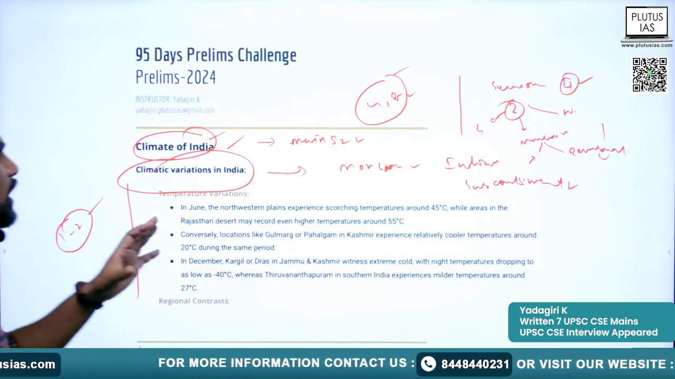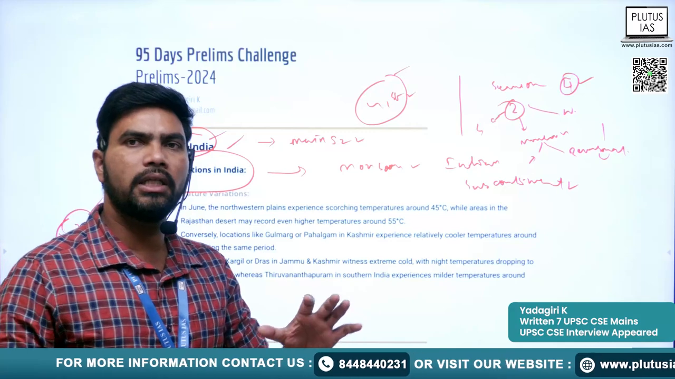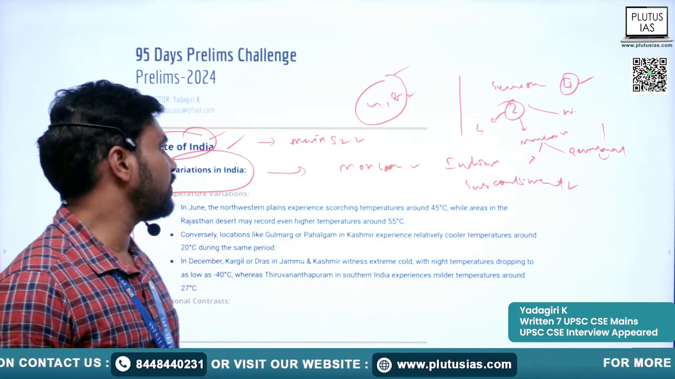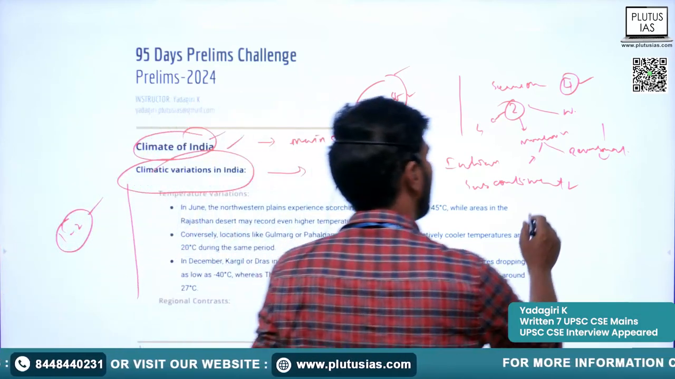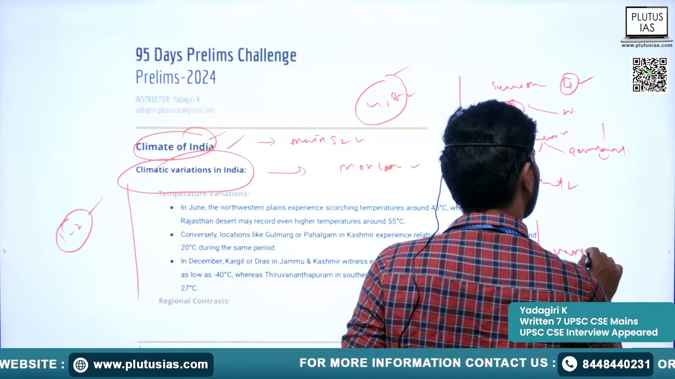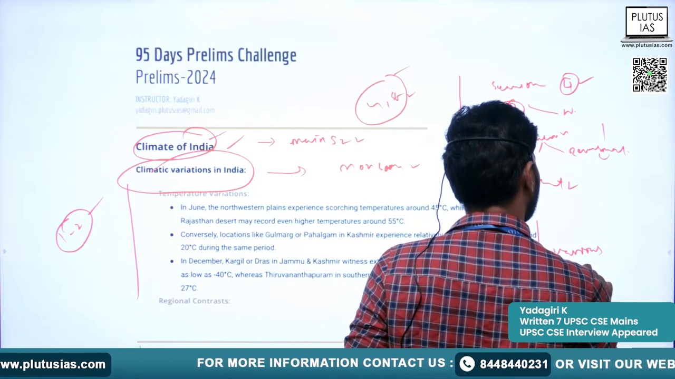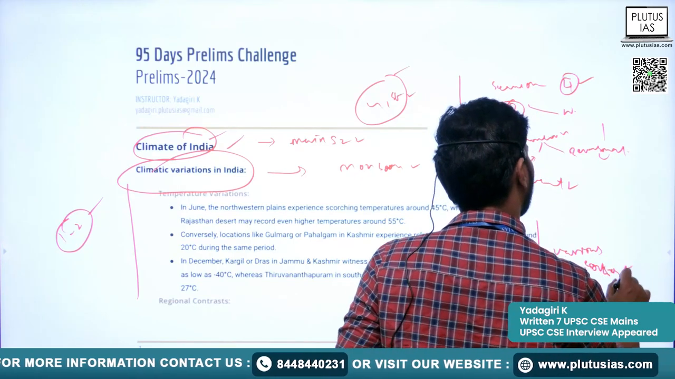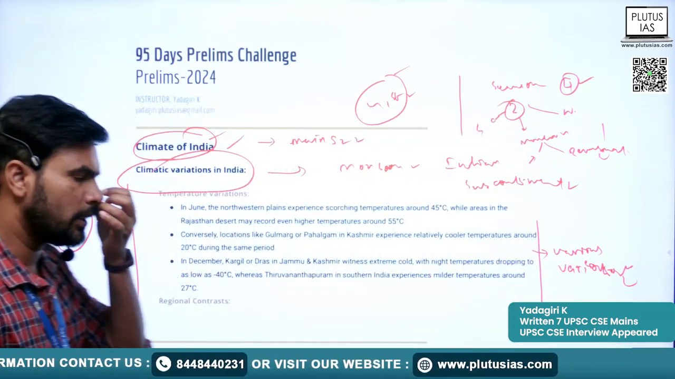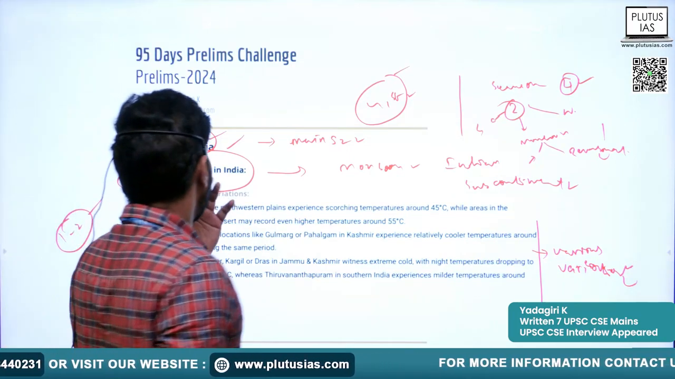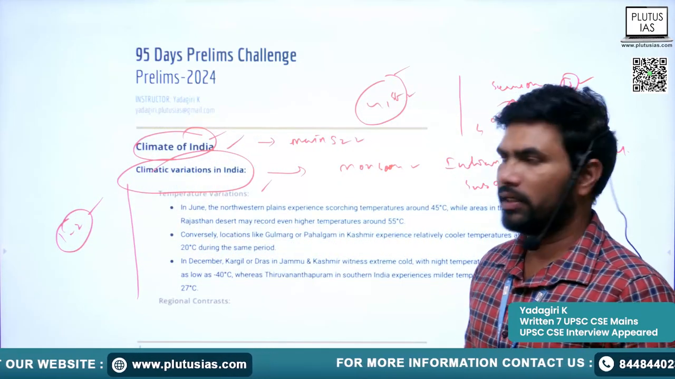Right. So before that, we have to understand some of the features of the climate of India. So basically, the Indian climate is subjected to various variations. So, we can see diverse climatic situations in India. Briefly, we will know about them first. Right. So, if we see the temperature variation first.